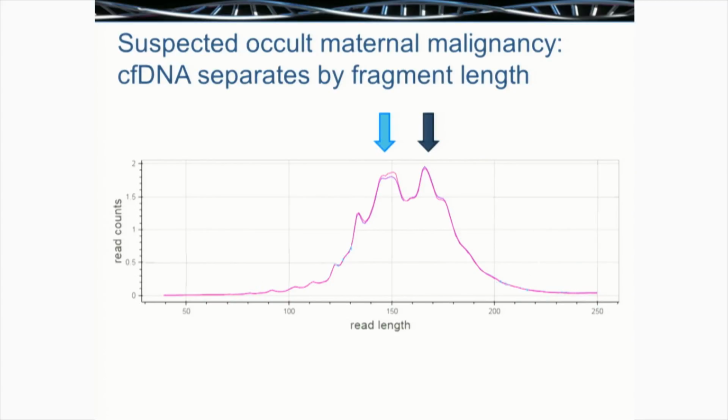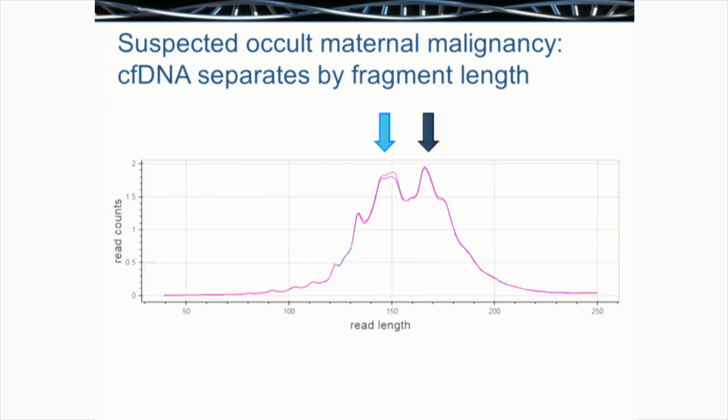Unexpected things that we found. This is a case of suspected occult maternal malignancy. This is a woman who was having cell-free DNA prenatal screening. You can see we have a big peak over here in that 147 base pair range, which corresponds to not just fetal DNA, that's where circulating tumor DNA lives as well.